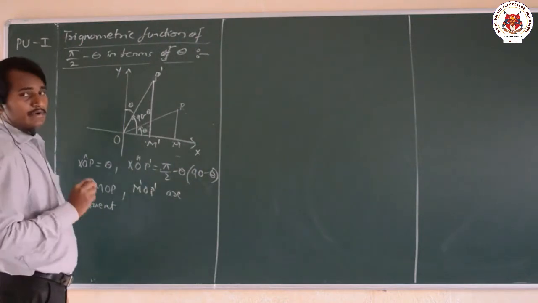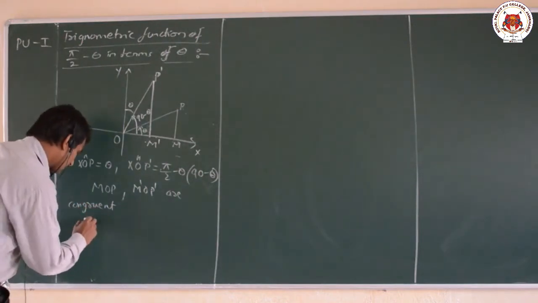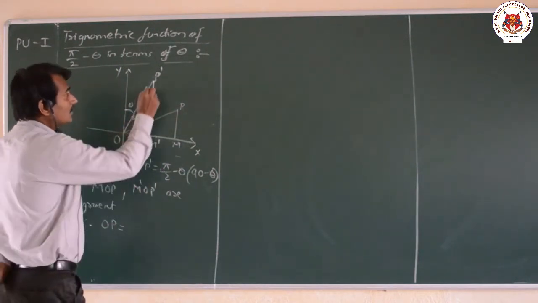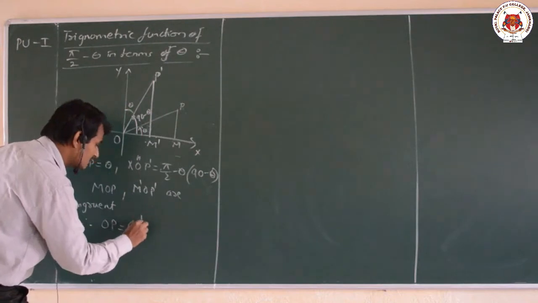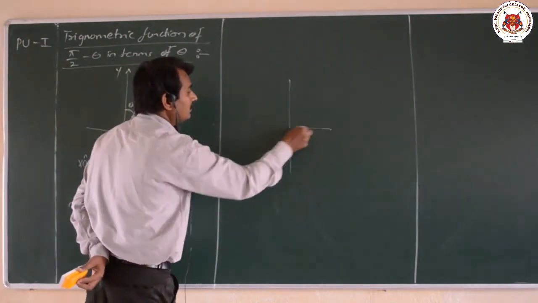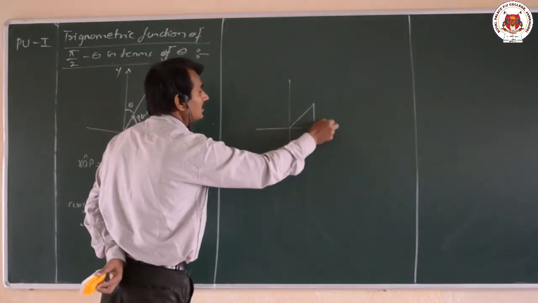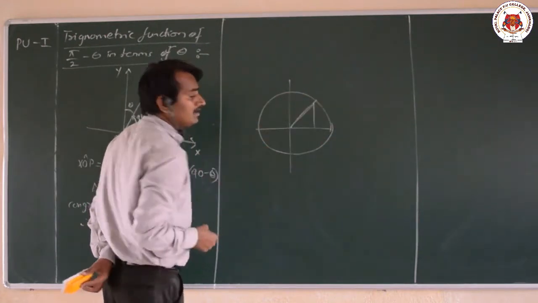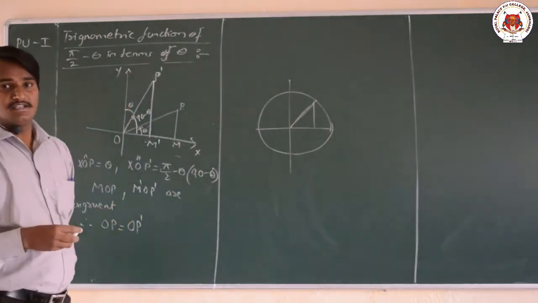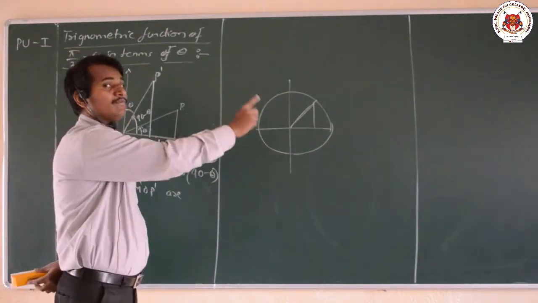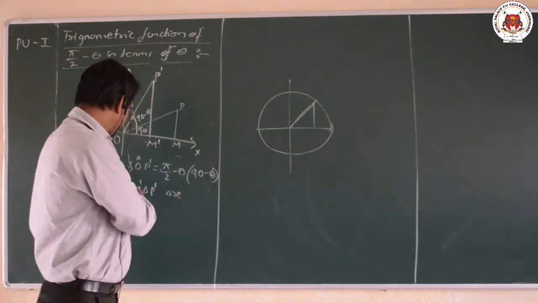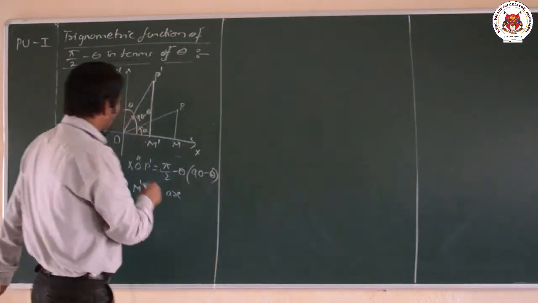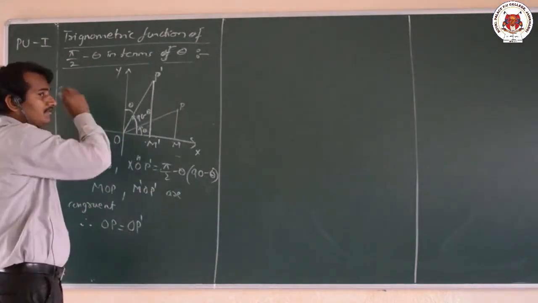So what can we observe here? The triangles are congruent. Therefore OP is equal to OP dash. It is equal because, in the first quadrant, OP is the radius of the circle, of 1 unit. So the OP value will be the same in each and every quadrant.